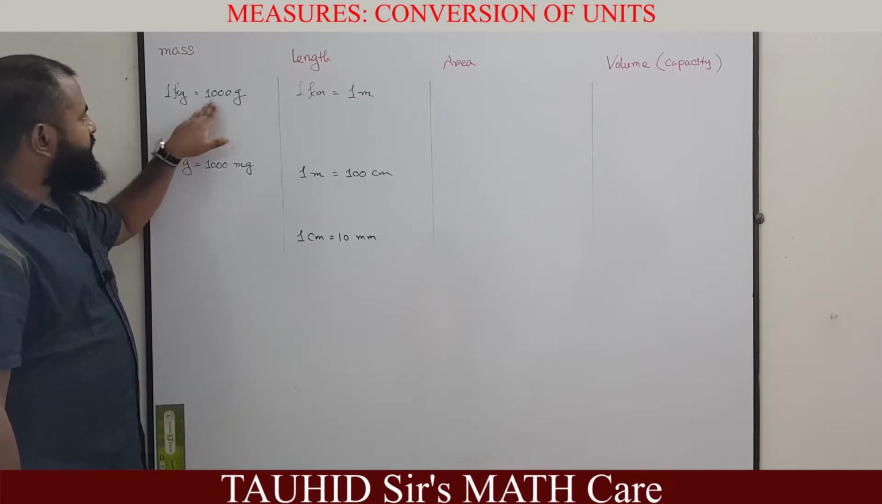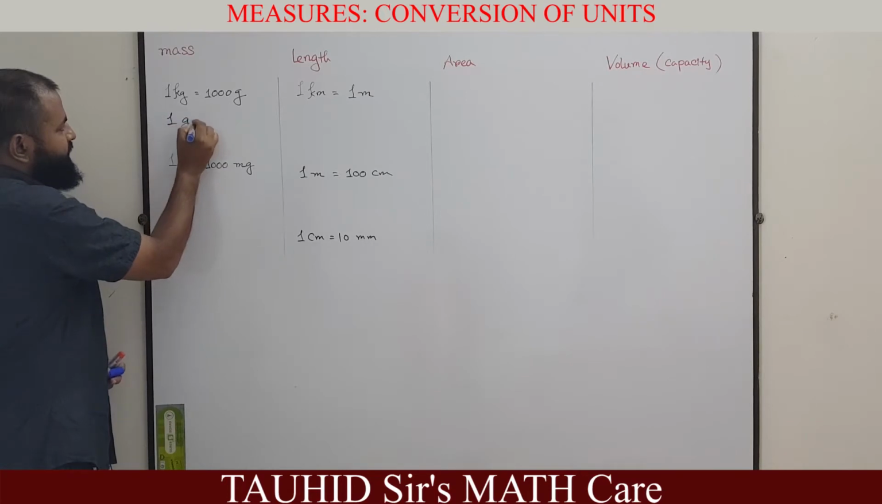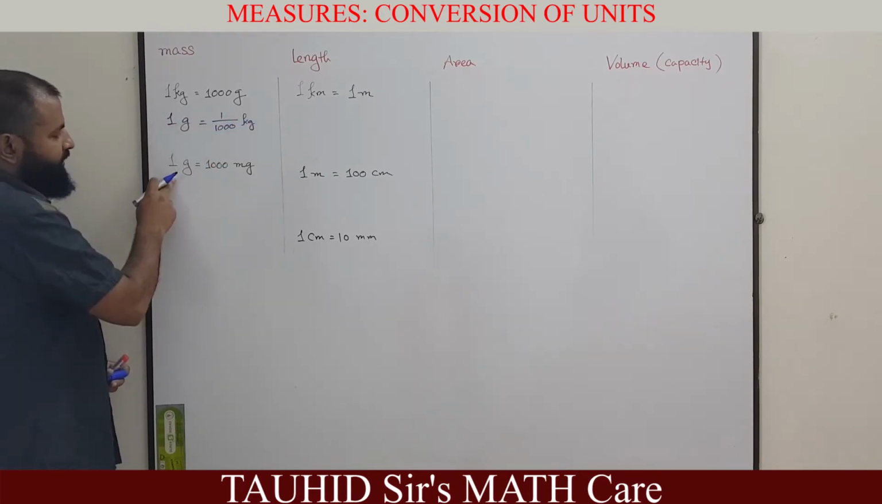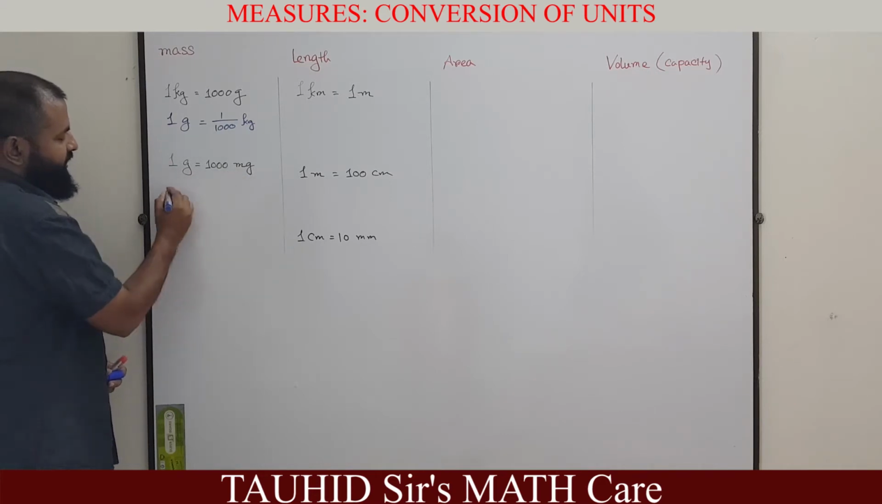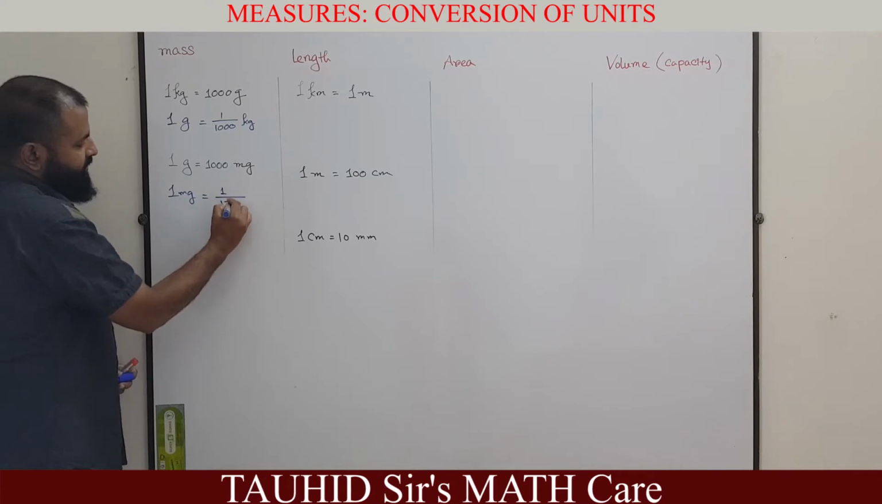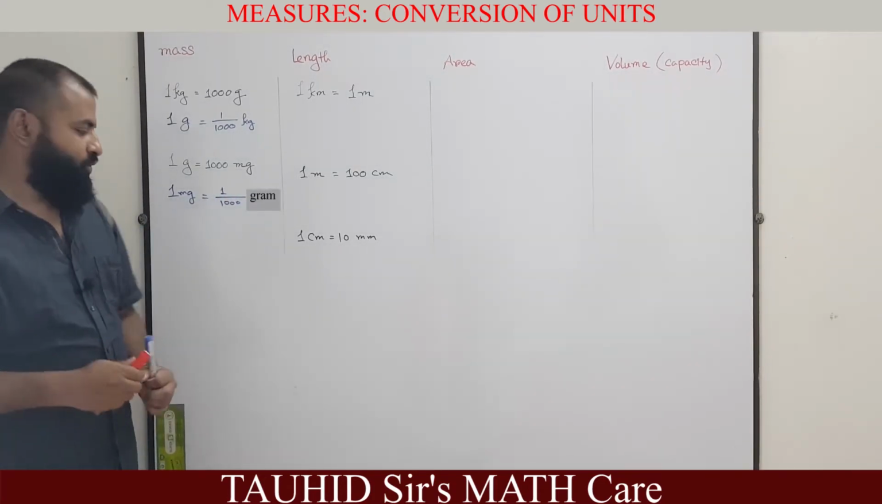1 kg equals 1000 gram. That means 1 gram equals 1 by 1000 kg. And 1 gram equals 1000 milligram. That means 1 milligram equals 1 by 1000 gram. Now let's clarify this by using an example.